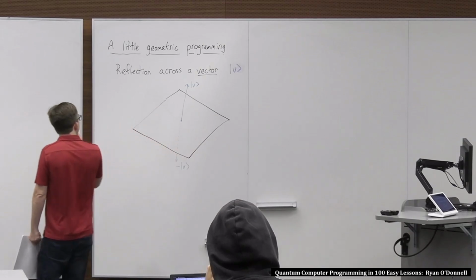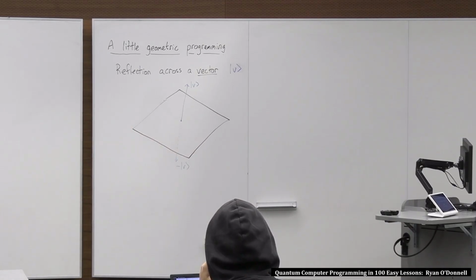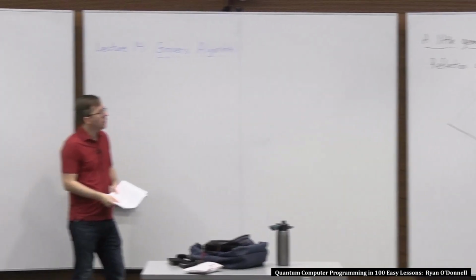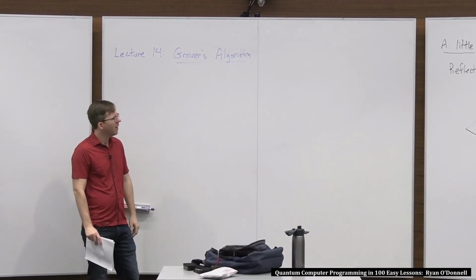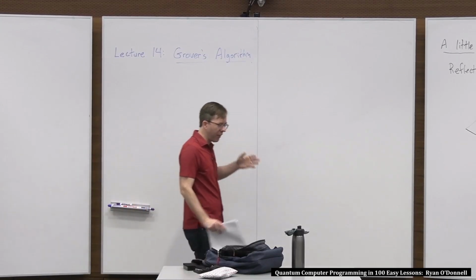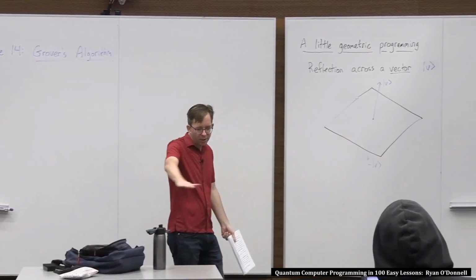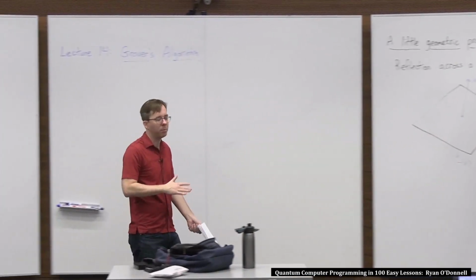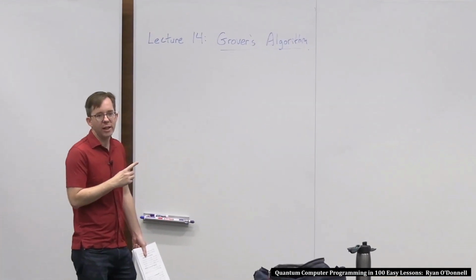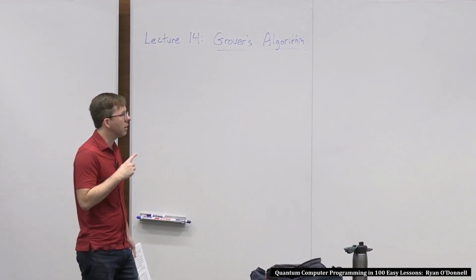So this little geometric programming problem is about a kind of unitary operation, the unitary operation that's reflection across a vector. Now, normally, you most often think of a reflection as a mirror, which is like a plane, and you reflect things in the mirror. And that's true. You can have reflections through a plane. But this is a slightly different thing. It's reflections across a vector.